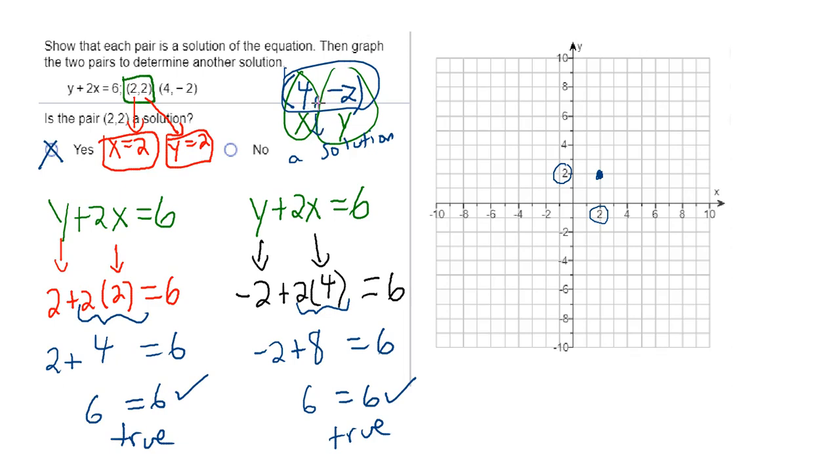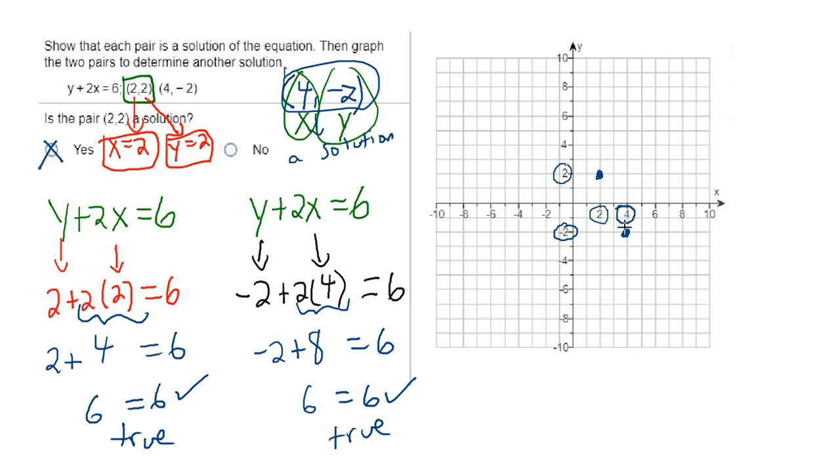We'll do the same thing with this one, 4, -2. So we want to line up with 4 on the x-axis because the x value is 4, -2 on the y-axis because the y value is -2. That gives me this point right here. So this is the location that lines up with 4 on the x, -2 on the y. So we get these 2 points.